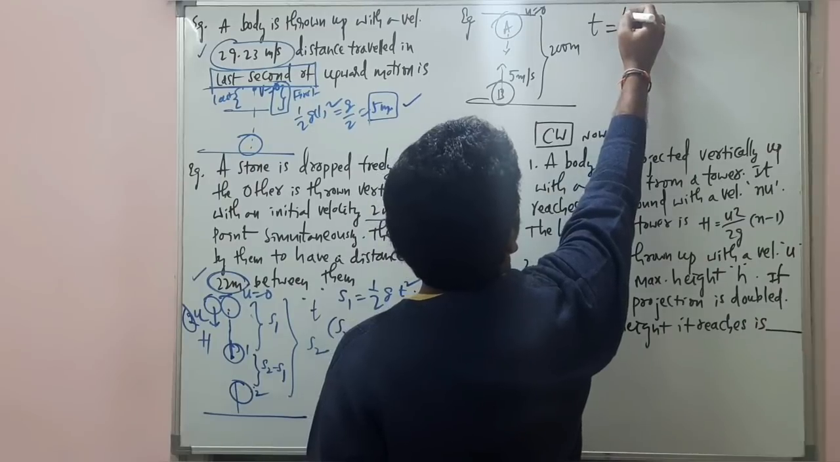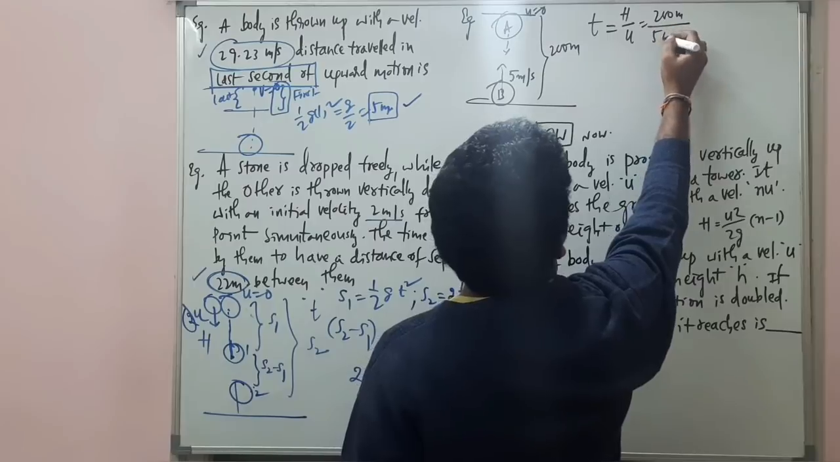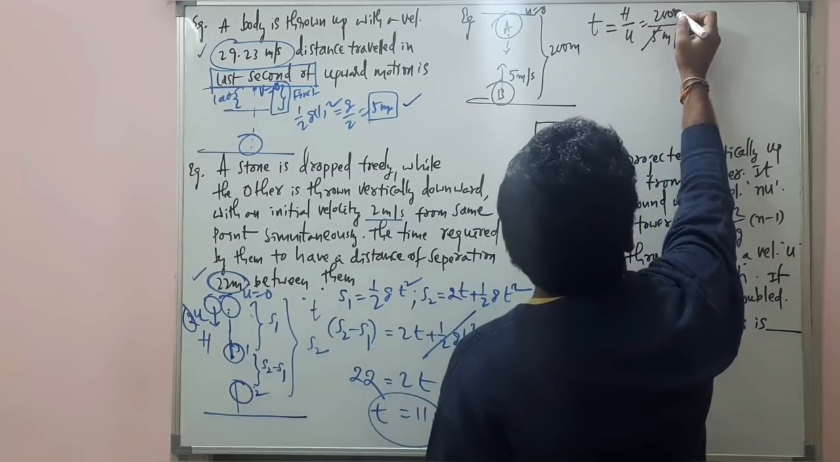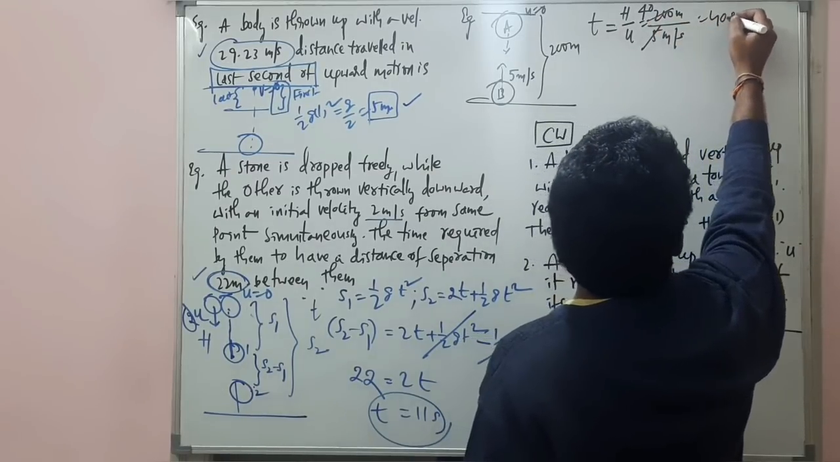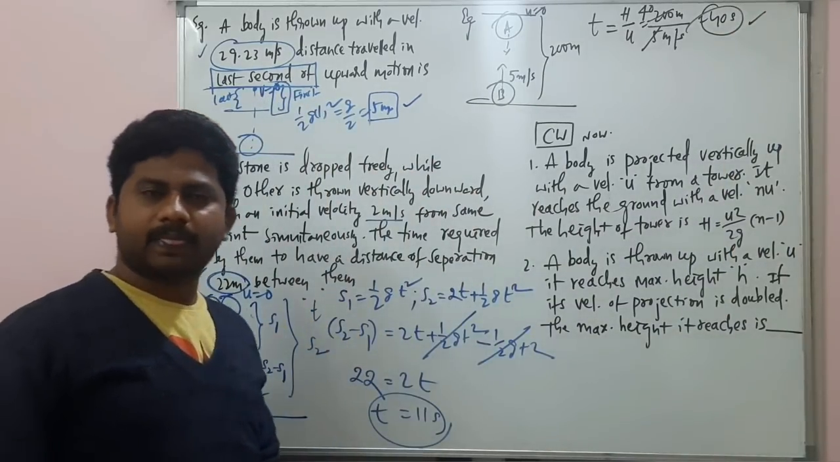It is just h by u. h is 200 meters, u is 5 meters per second, and from here you can get it as 5 into 4, it's 40. So 40 seconds. After 40 seconds, both the bodies will meet each other.